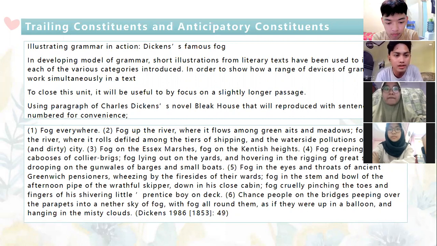So here is the text. Fog everywhere. Fog up the river, where it flows among green hedges and meadows.